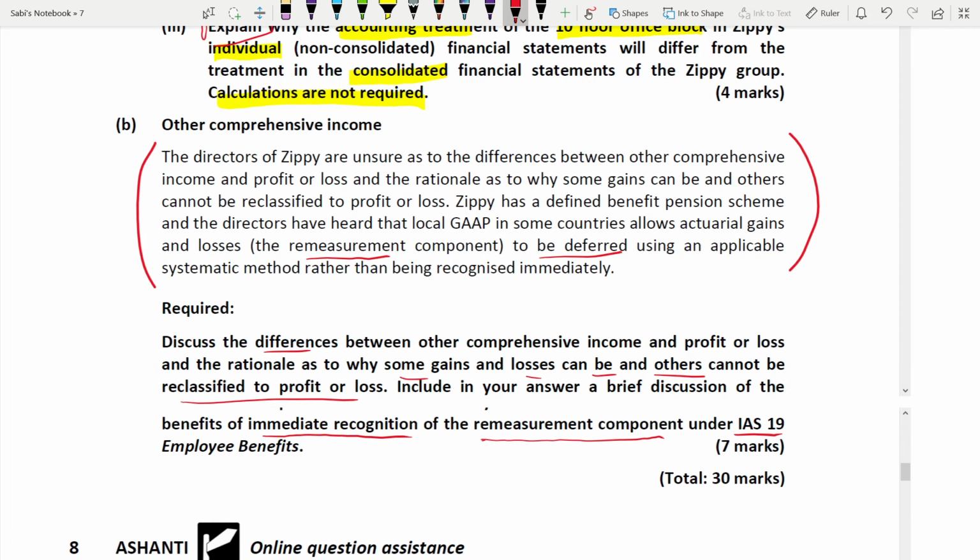Brief discussion of the benefit. So you have to discuss the benefit of immediate recognition of this remeasurement component. But in some GAAP, they don't recognize the remeasurement component immediately. They defer it. That's what they are saying. So now, what are the benefits of immediate recognition? That you need to include in your answer. Okay. I hope this is clear, and there is no calculation.